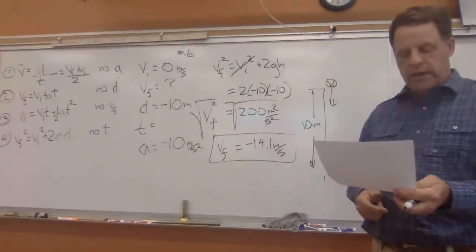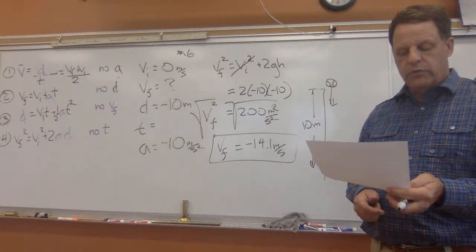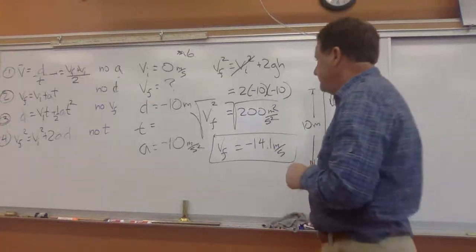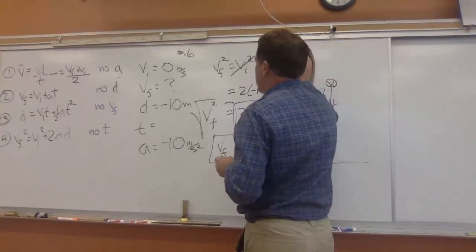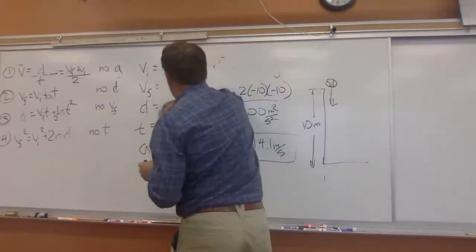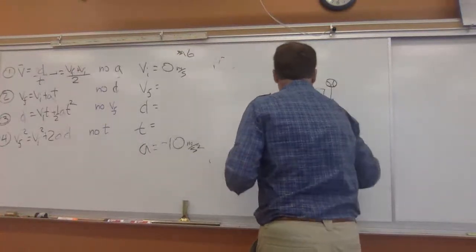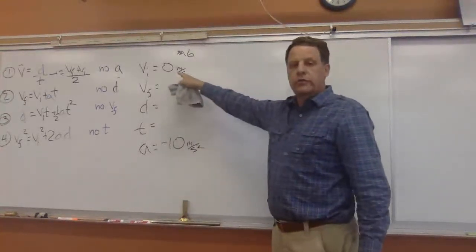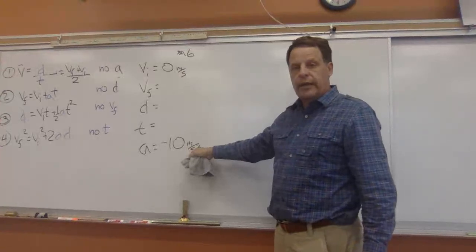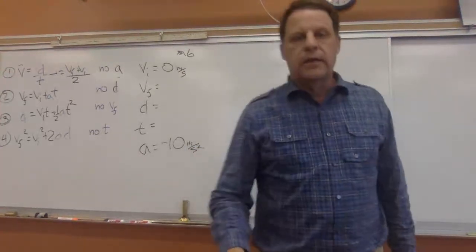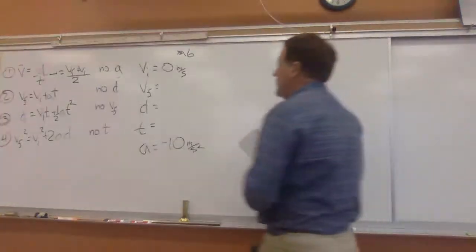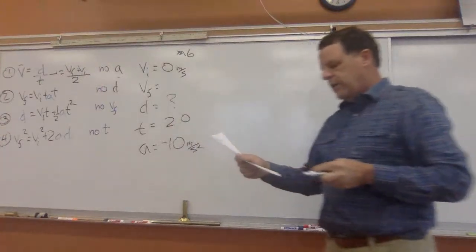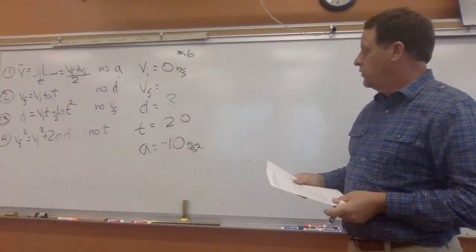Okay, so now the next thing is, how far does it drop in the first 2 seconds? So let's go back, and we are going to get rid of these values. Now, in this situation, because it's dropped, it's still initial velocity of 0. And because it's going through the air in free fall, it's still -10. So this time, we're looking for distance, and we know the time is 2, and we want to know how far it drops.